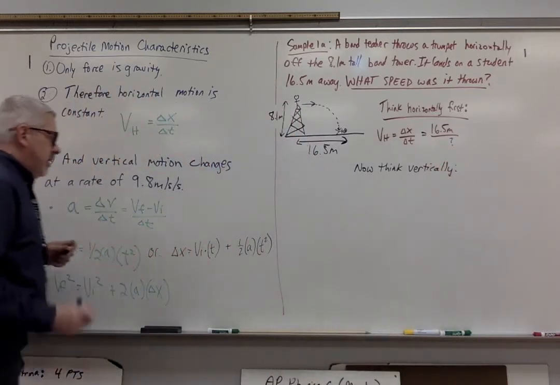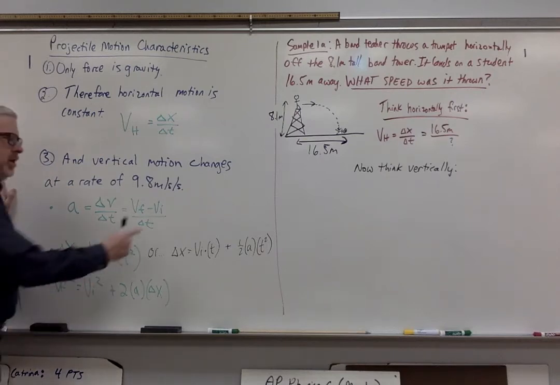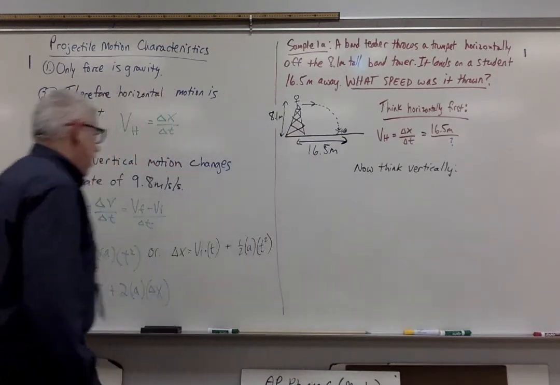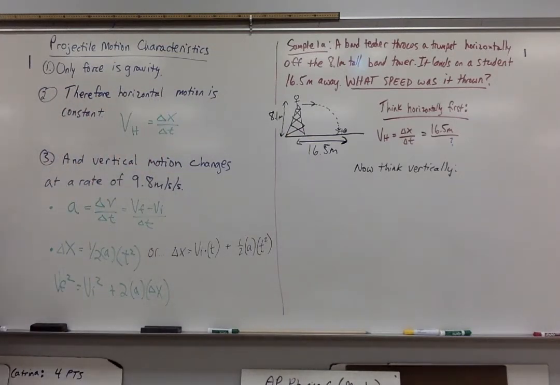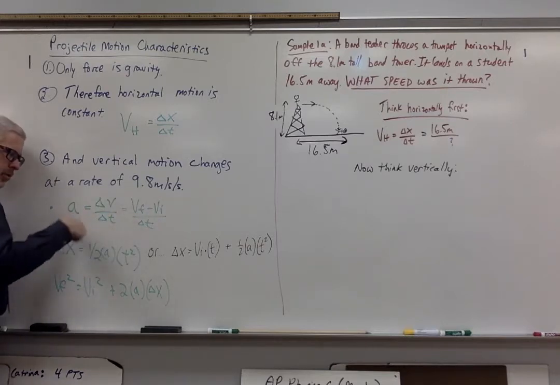So I really need to find time. Of my vertical equations, I've got 3 of them here that I could use. This doesn't even have time, so I can't use that. This one does have time, and this one has time. But I don't know any velocities. Well, I guess I know that my vertical velocity at the beginning is 0 because it's launched horizontally. But I don't know my final vertical velocity. I do know my acceleration, but I don't know time. So again, I've got 2 of 4 things I don't know.